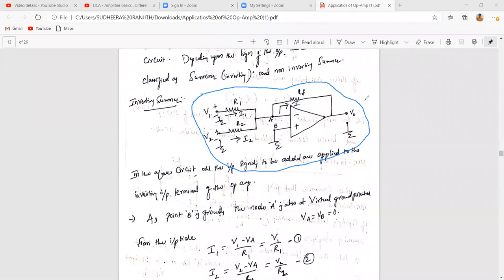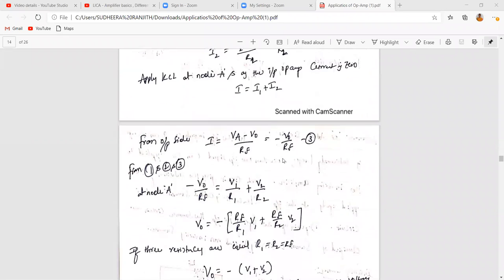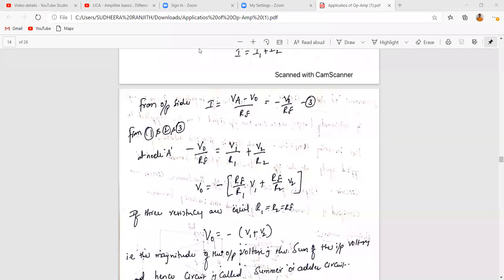Inverting summer. Right? What is the output of this inverting summer? V naught equal to minus Rf by R1 into V1 plus Rf by R2 into V2. If the three resistances are equal, this output antunnanu.